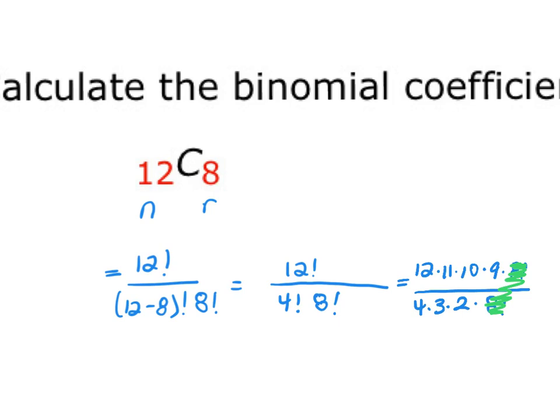But I like to cross cancel throughout here. So 2 goes into 10 5 times. 3 goes into 9 3 times. And 4 goes into 12 3 times. You agree? So when I multiply this together, I have 3 times 11 times 5 times 3. 495. Do you get the same thing I did?